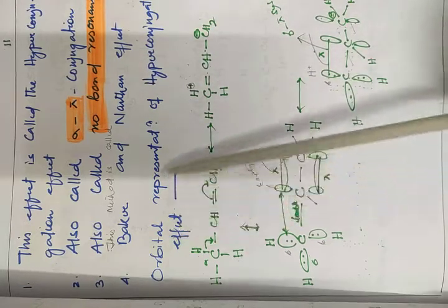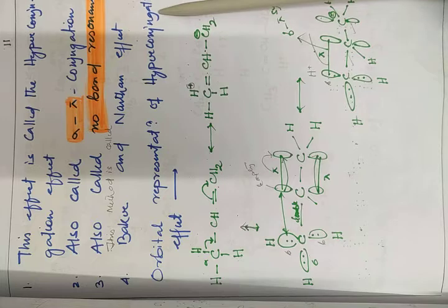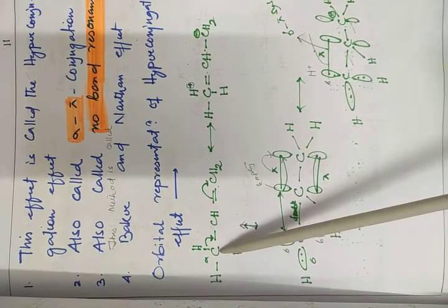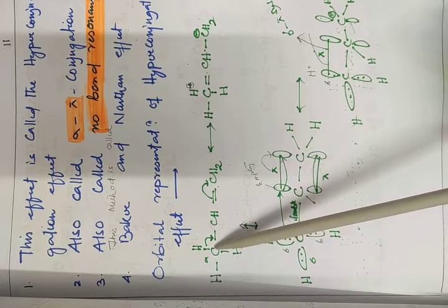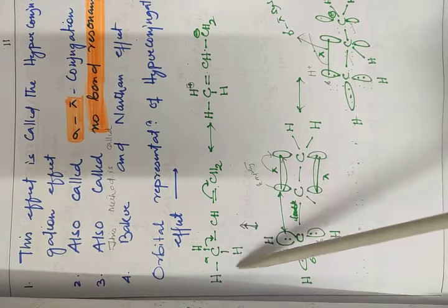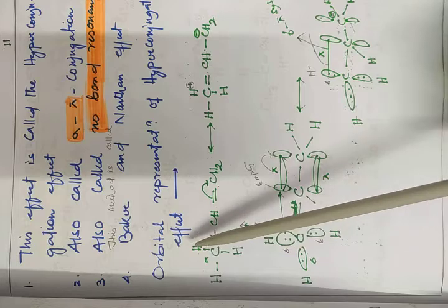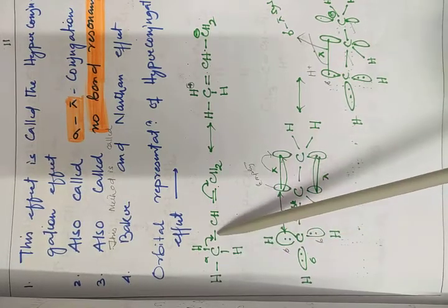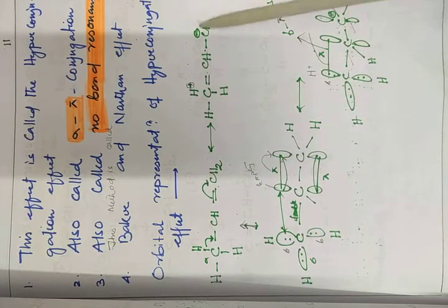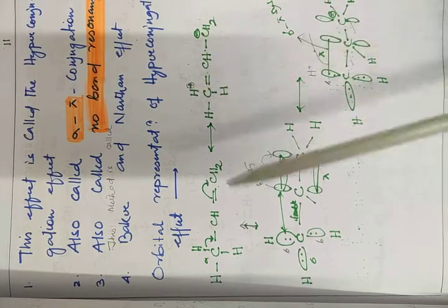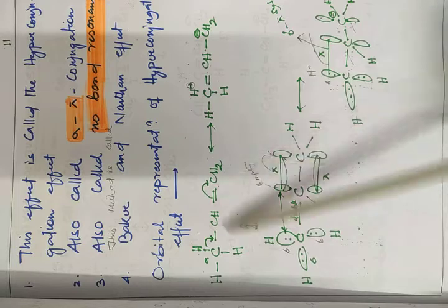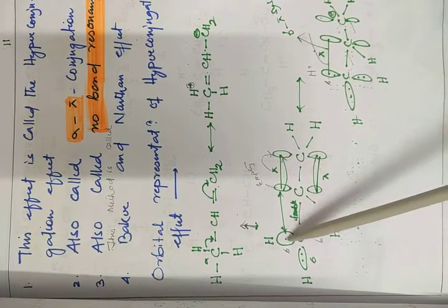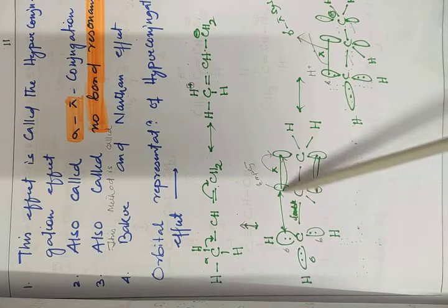The next one is the orbital representation of the hyperconjugation effect. Here an alpha hydrogen is there, and an alpha carbon. If this carbon has 3 hydrogens attached, we say 3 alpha hydrogens are attached. Now it is given here, then given to here, then a negative charge will be there, then less. After that we see this orbital system. Now we draw this structure, and then these electrons will be given to here.